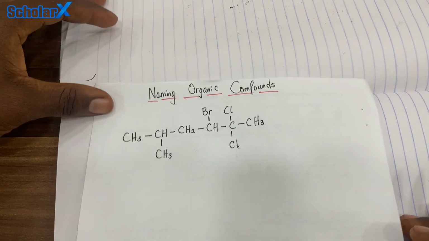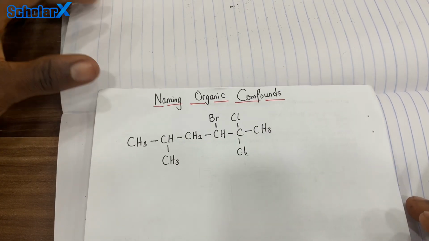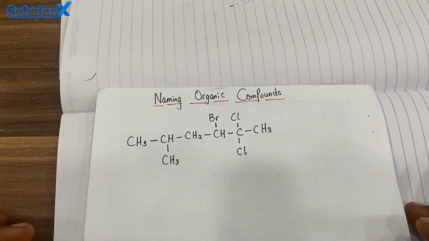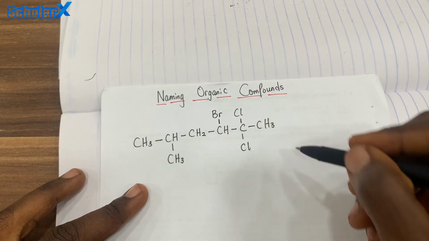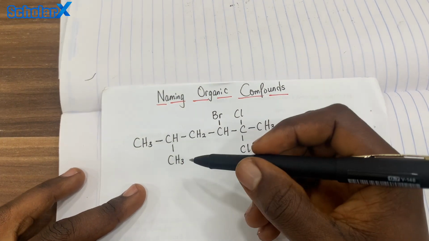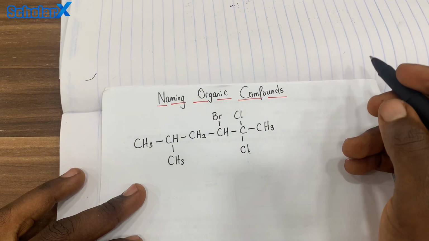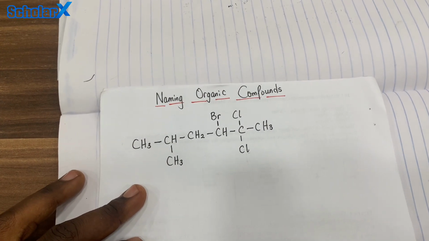Looking at naming organic compounds using the IUPAC nomenclature. Now, we have this compound here and we want to name it. So, what's the first thing to do? We have to look at the parent name, all right?